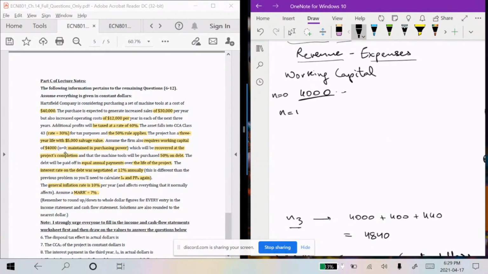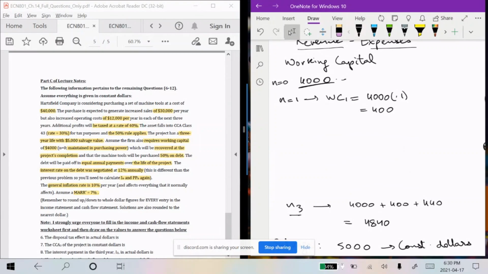At n equals 1, the working capital is going to experience inflation. The general inflation rate was 10%. So the working capital at n equals 1 is 4,000 times 0.1, that is 400. That is the amount that should be added by the company to keep the working capital at the actual dollar rate. Next, for n equals 2, you take the 400 and multiply by 1.1 for inflation, you get 440.